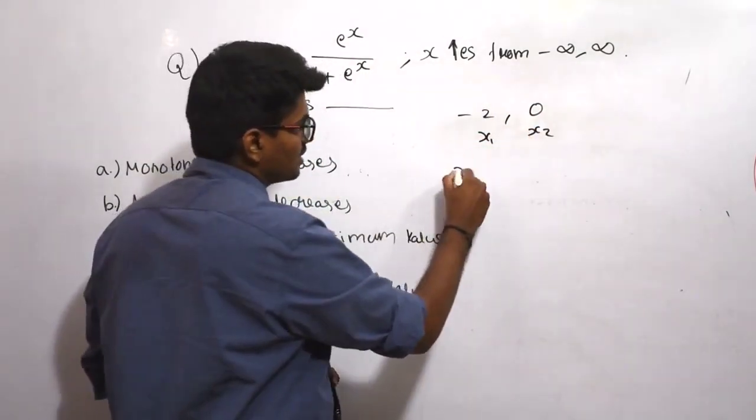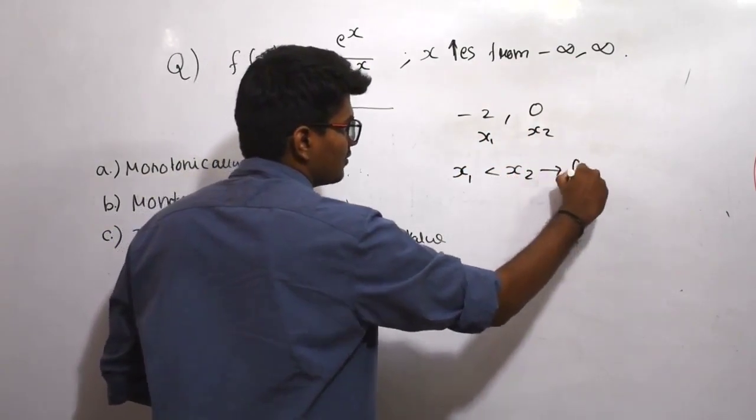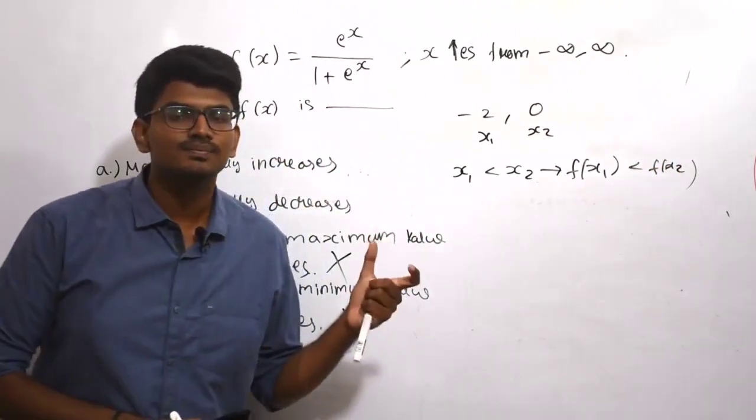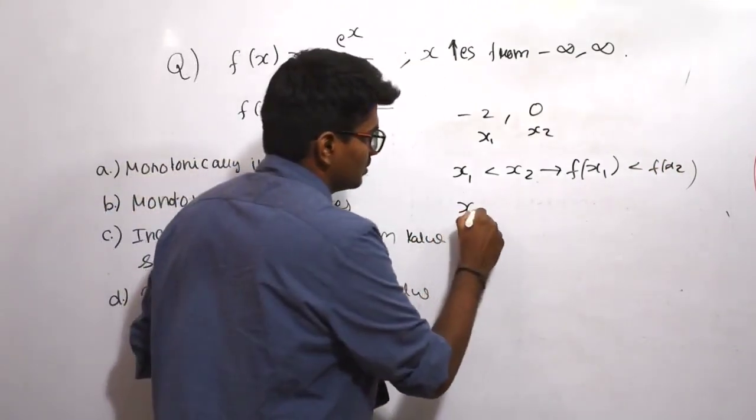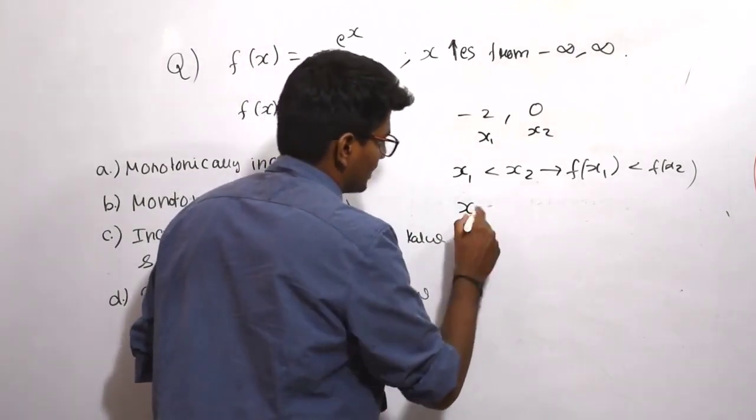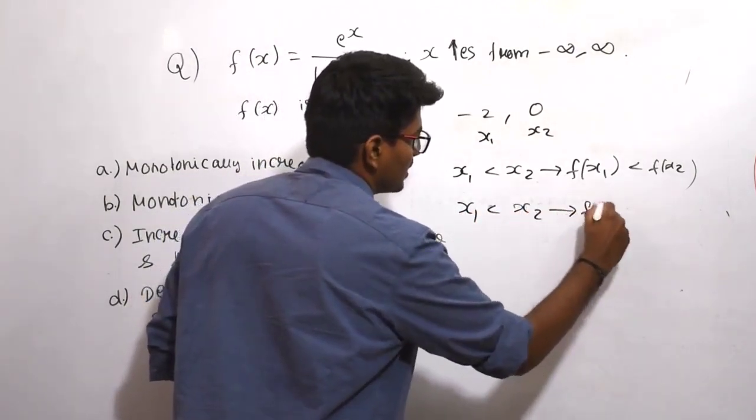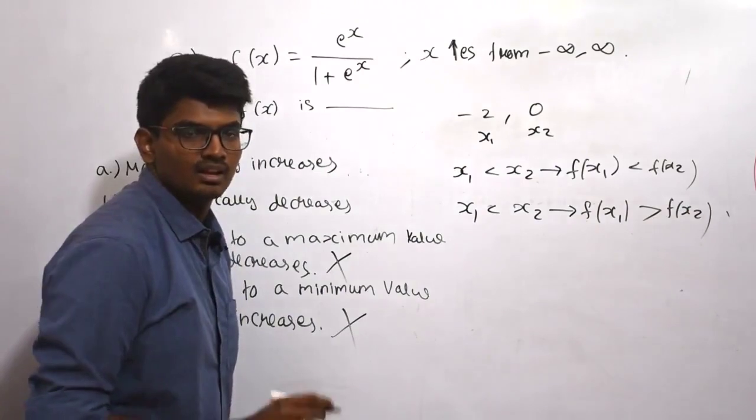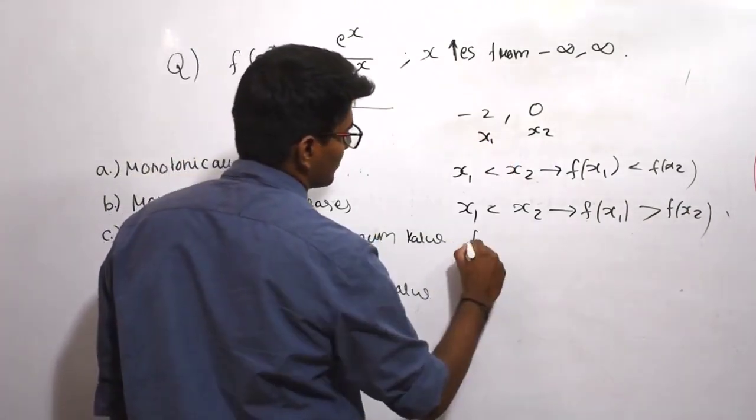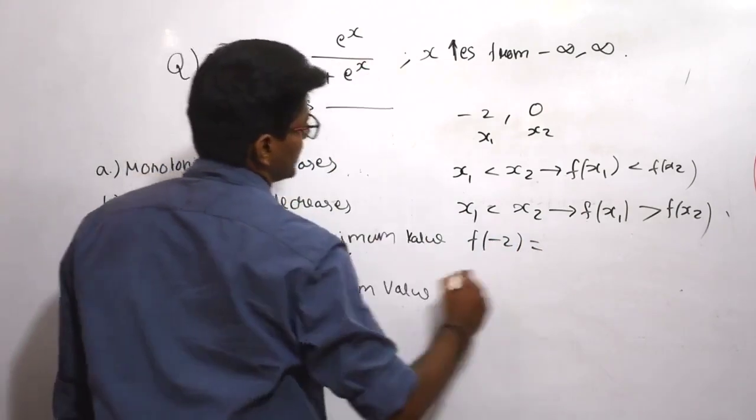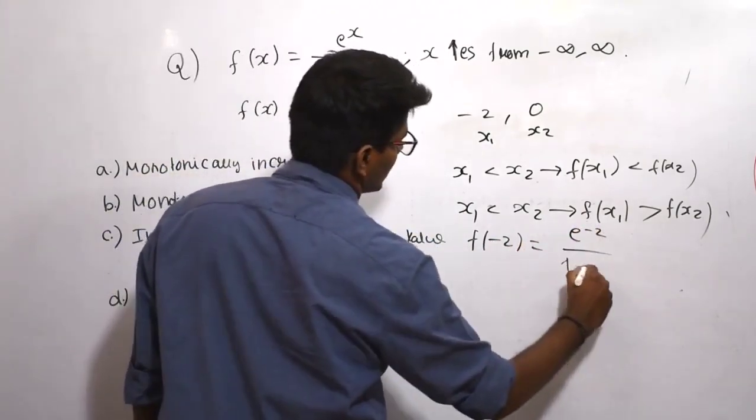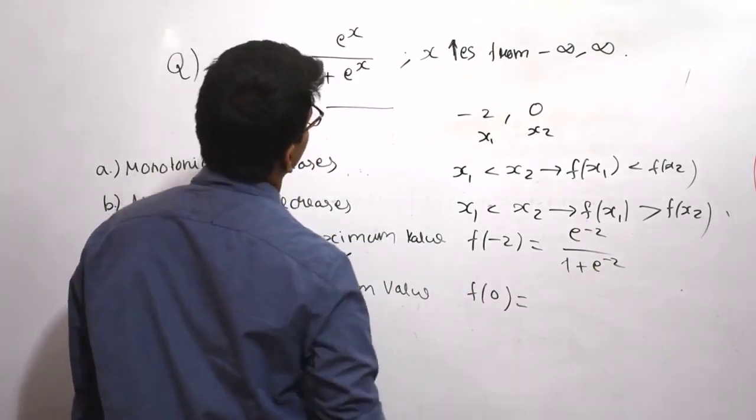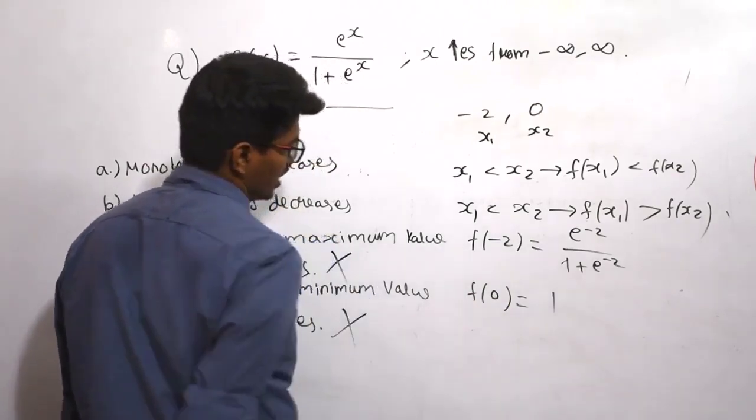So if x1 is less than x2 and f of x1 is also less than f of x2, then we can say the function is increasing, right? And if x1 is less than x2 and f of x1 is greater than f of x2, then we can say the function is decreasing. So now we will check what my f of minus 2 is. If I substitute minus 2 here, it will be e to the power of minus 2 by 1 plus e to the power of minus 2, right? And what about f of 0? Substituting 0, e to the power of 0 is 1 and e to the power of 0 is 1, so again it's going to be 1.